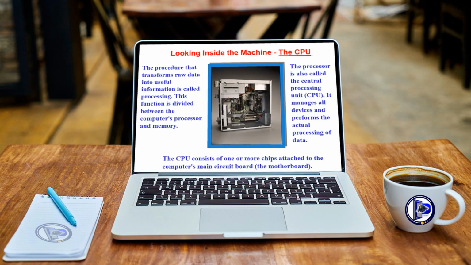The CPU. The procedure that transforms raw data into useful information is called processing. This function is divided between the computer's processor and memory. The processor is also called the central processing unit, CPU. It manages all devices and performs the actual processing of data. The CPU consists of 1 or more chips attached to the computer's main circuit board, the motherboard.